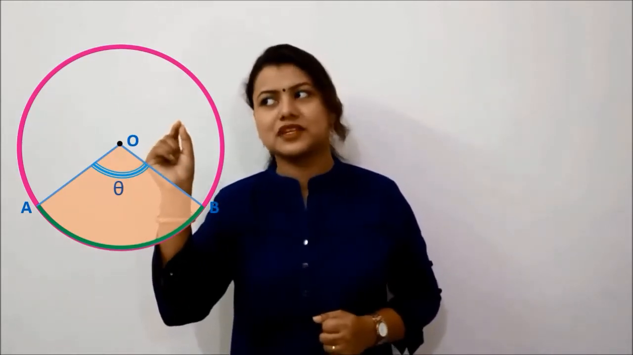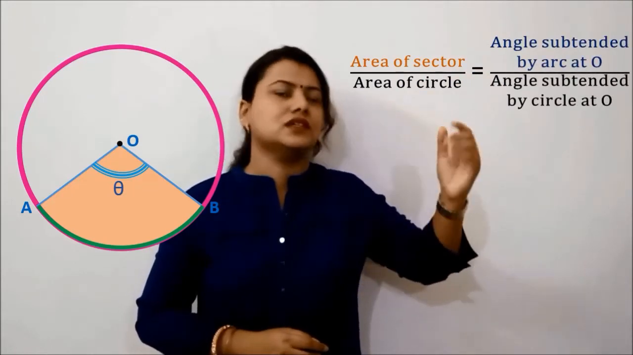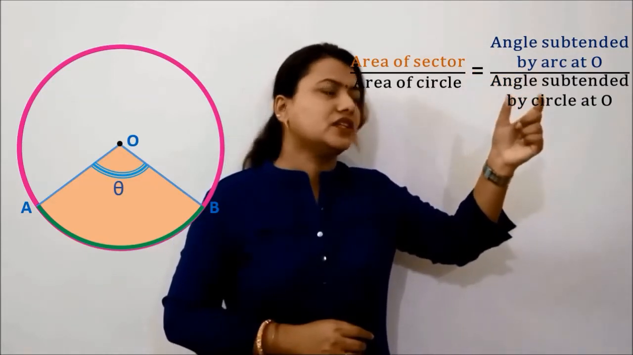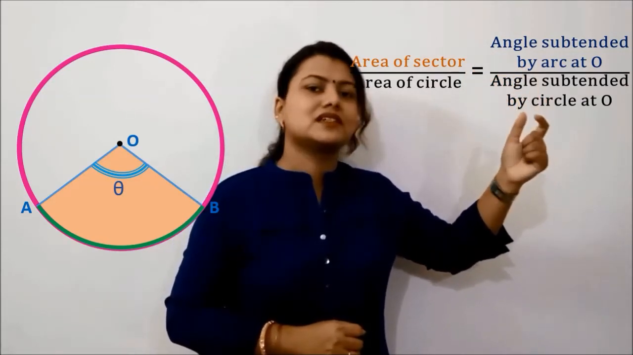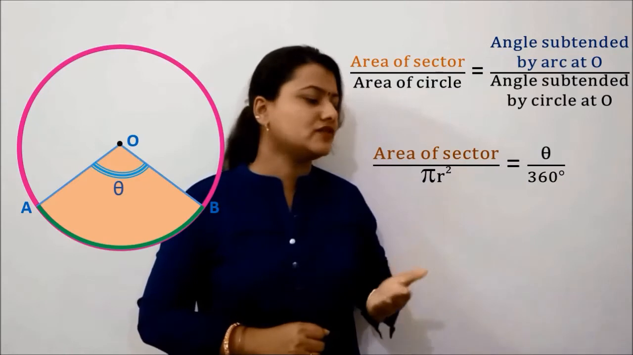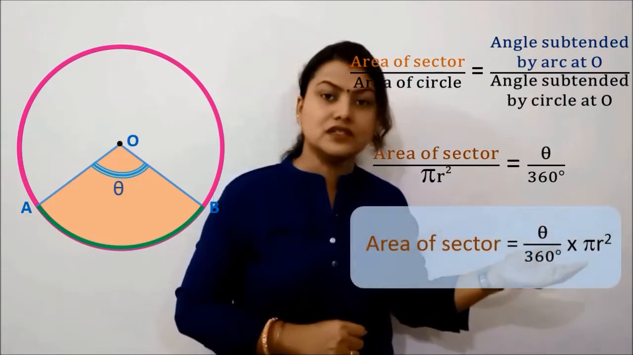Next, if we go to the area of the sector, we see that here also the area of the sector depends upon the angle subtended by it at the center. For that we will do the same thing. We take the area of the sector upon the total area of the circle equals the angle subtended by the sector at the center upon the total angle subtended by the circle at the center. So from this, on solving, we get the area of the sector is equal to theta upon 360 degrees times the area of the circle.